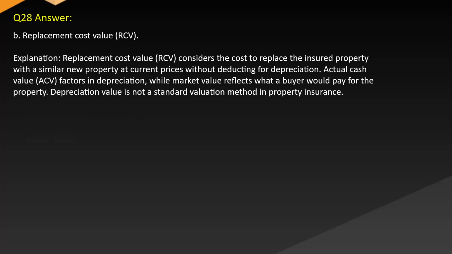Answer B. Replacement cost value (RCV). Explanation. Replacement cost value (RCV) considers the cost to replace the insured property with a similar new property at current prices without deducting for depreciation. Actual cash value (ACV) factors in depreciation, while market value reflects what a buyer would pay for the property. Depreciation value is not a standard valuation method in property insurance.